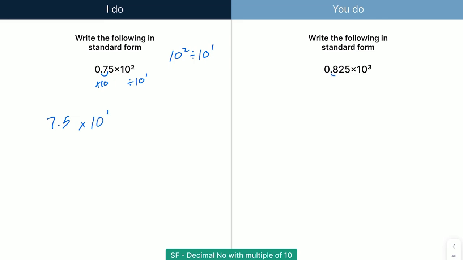Now again here, we hop 1 to the right. So that gives us 8.25. So because we times this by 10, we do the opposite here. We divide it by 10. Because there was one hop, the power is 1. So we then have 10 cubed divided by 10 to the power of 1. Subtract 3 and 1, and you get times 10 squared.